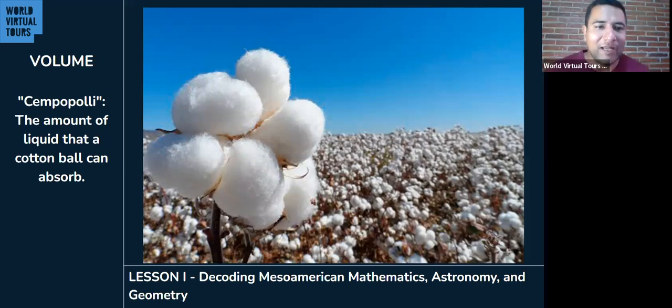For example, this is one of the most curious measurements they had, the Sempopoli. This is the amount of liquid that a cotton ball can absorb. The cotton is also natural from this region, and the quantity of water you can absorb with one ball of this is a measurement called the Sempopoli, and they used this for trading or for the measurement of different drinks or medicine and so on.